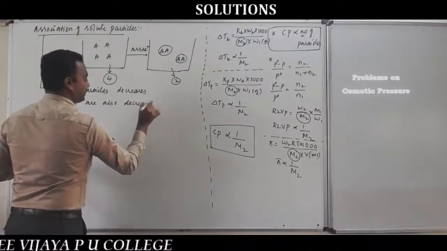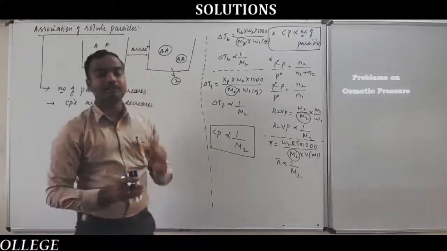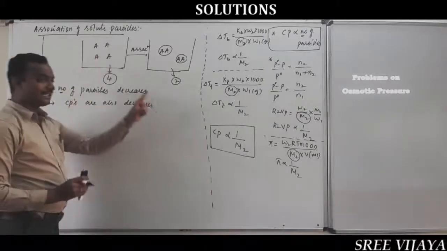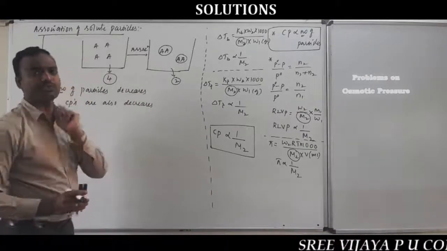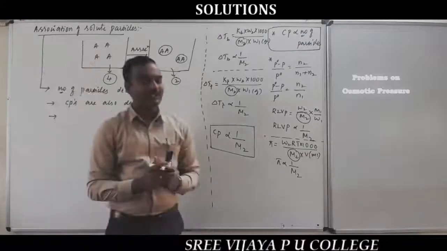What are those colligative properties? That is relative lowering of vapour pressure, osmotic pressure, elevation of boiling point, depression of freezing point. All those colligative properties decrease because there is a decrease in the number of particles due to association of solute particles. And one more thing, what happens to the molar mass of the solute particle?